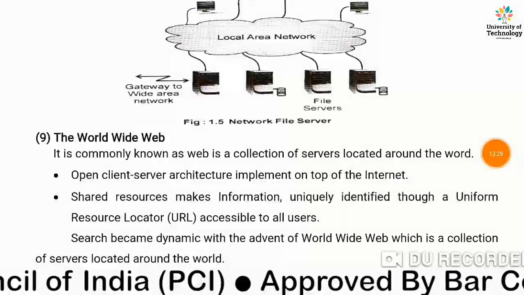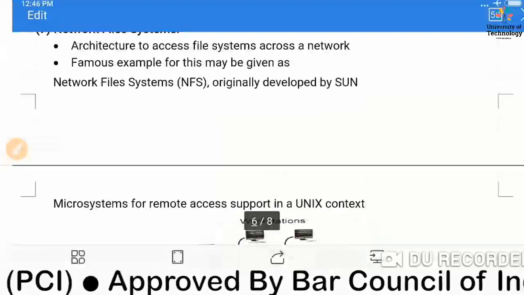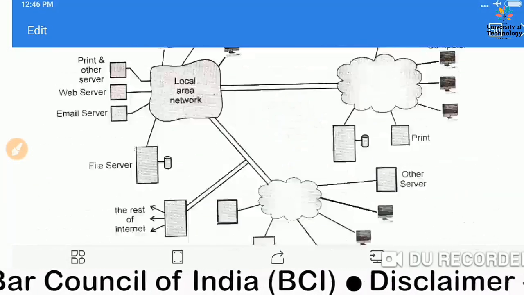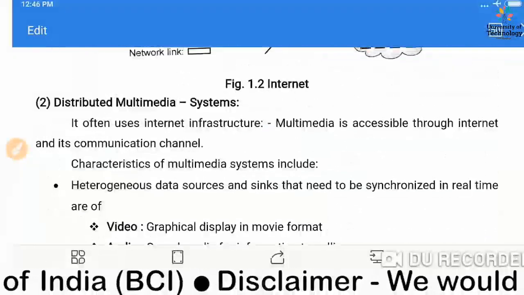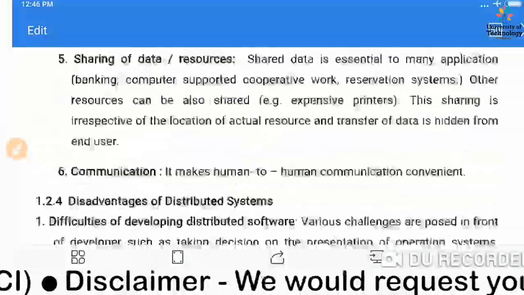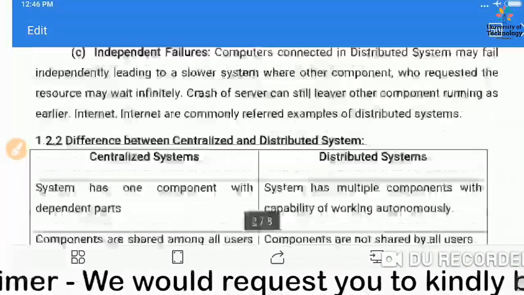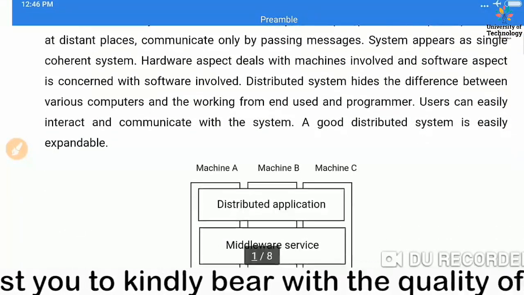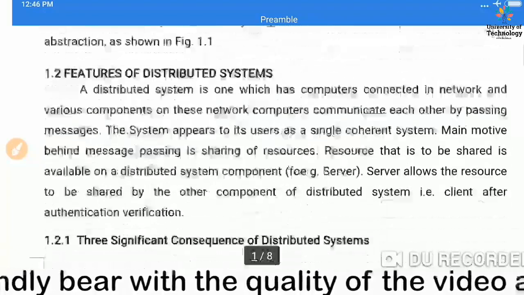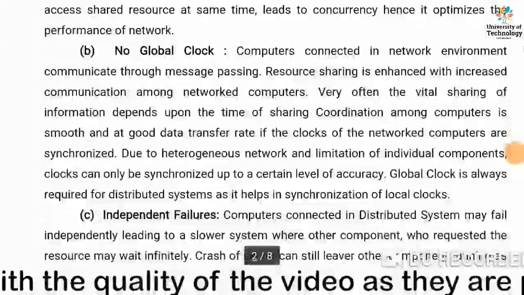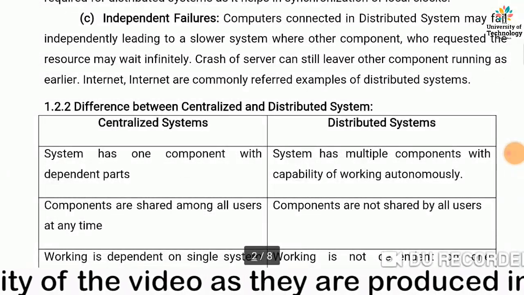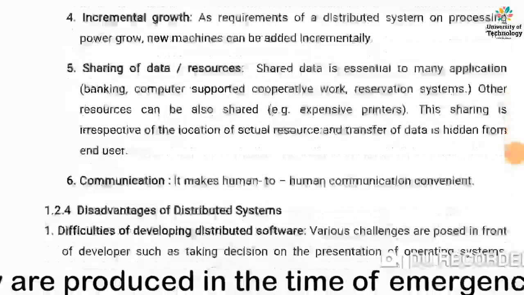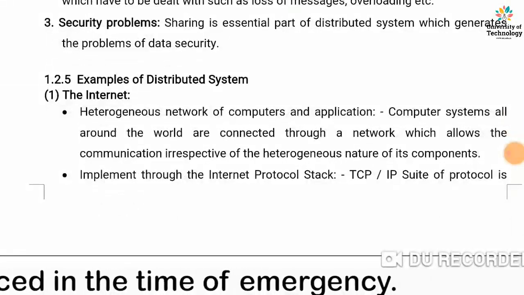So friends, this is all about the preamble of a distributed system. I hope you have got knowledge. Here we talked about what is DS, what are the features of DS, what is the difference between centralized and distributed system, what are the advantages, what are the demerits or disadvantages, and examples of DS.